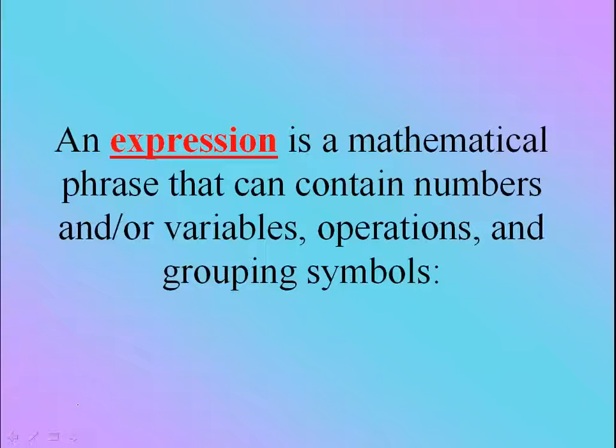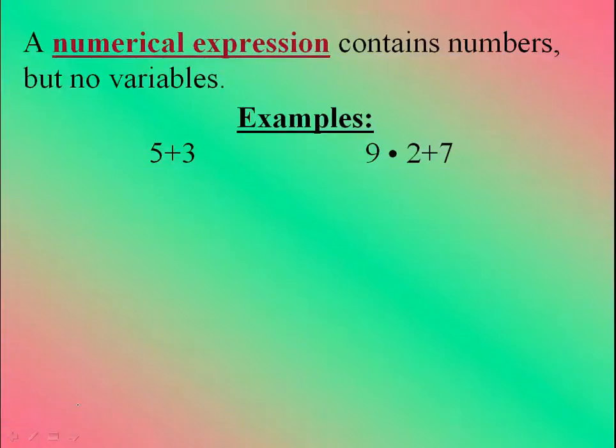An expression. This is what we're going to be focusing on today. An expression is a mathematical phrase that can contain numbers and or variables. In other words, it can contain numbers, variables, or both, operations like addition, subtraction, multiplication, division, exponents, and grouping symbols. There are two types of expressions that we're going to talk about. The first type is a numerical expression. A numerical expression contains numbers, but it does not have any variables. So some examples of a numerical expression might be something like 5 plus 3, or 9 times 2 plus 7.